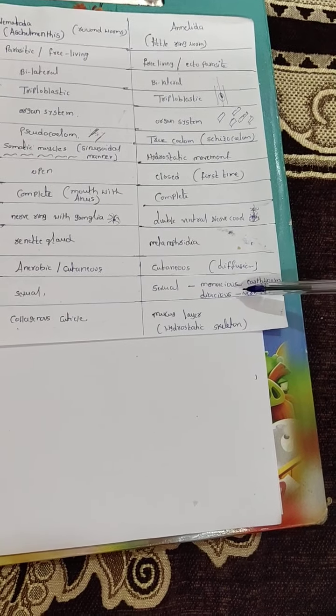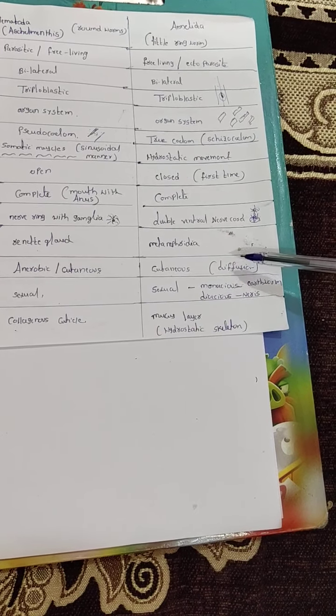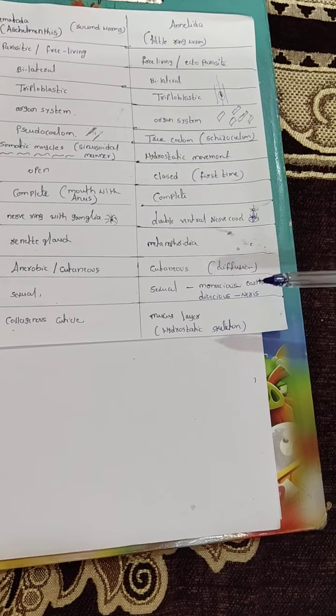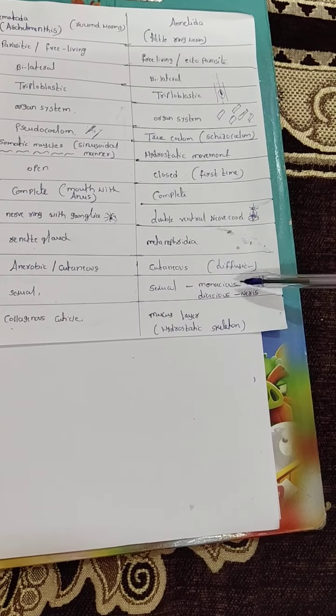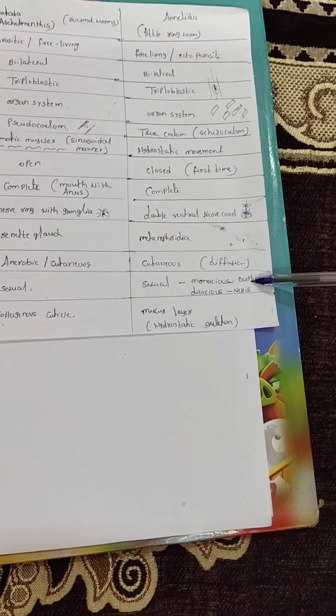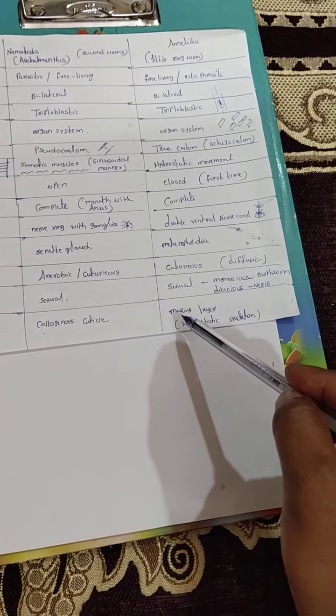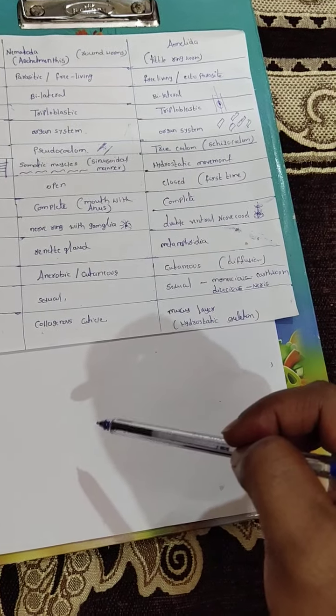And monoecious. What is meant by monoecious? Both male reproductive organs and female reproductive organs are present in the same body. Such an organism is called monoecious, or also called a hermaphrodite. That's why the earthworm is a hermaphrodite. And then skeleton, they have an outer mucus layer, and a hydrostatic skeleton is also present.